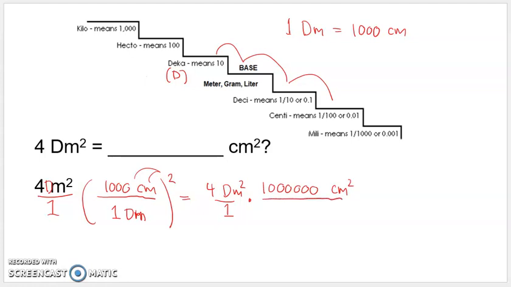Divided by 1 squared, which is 1. Decameters squared. Again, I'm just squaring everything down below as well in the denominator. Decameters squared. Now I can cancel. I've got a decameter squared on the top, cancel with a decameter squared on the bottom, and what I'm left with is 4 times 1,000,000, or 4,000,000.